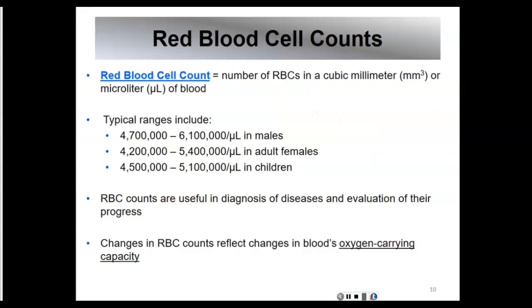Red blood cell count is the number of red blood cells in a cubic millimeter or a microliter of blood. These values are probably good to know, what the typical ranges are. Red blood cell counts are useful in diagnosis of disease. Changes in those counts reflect the changes in the blood's oxygen carrying capacity.